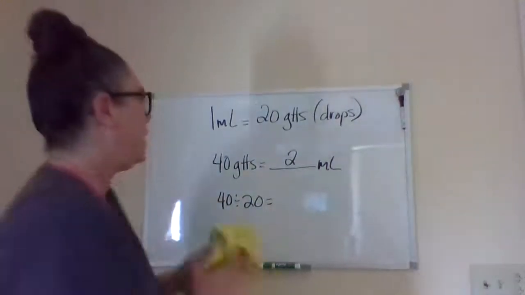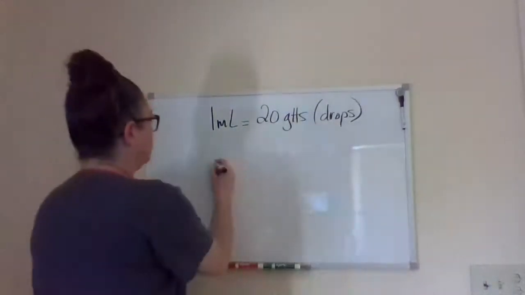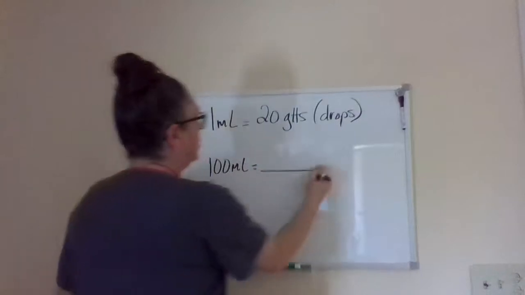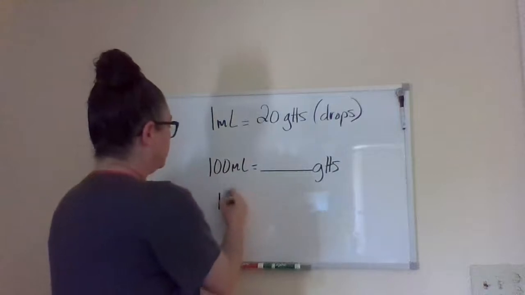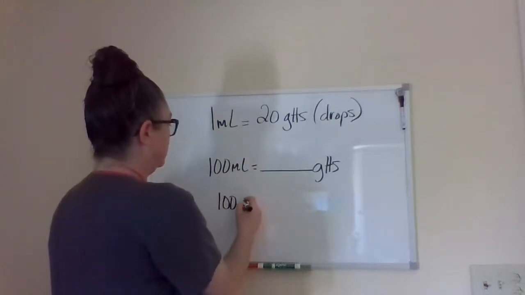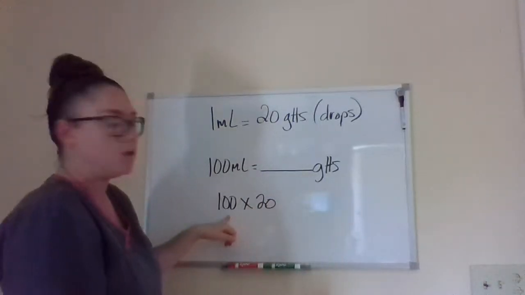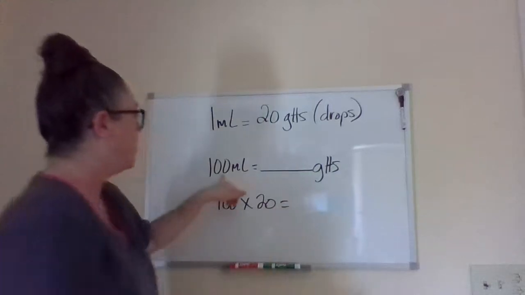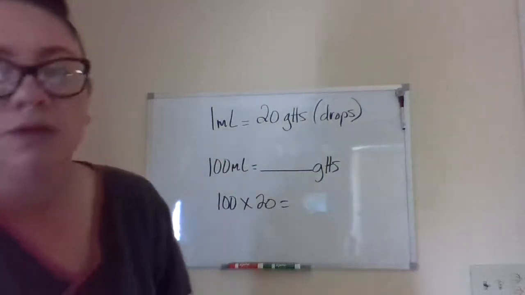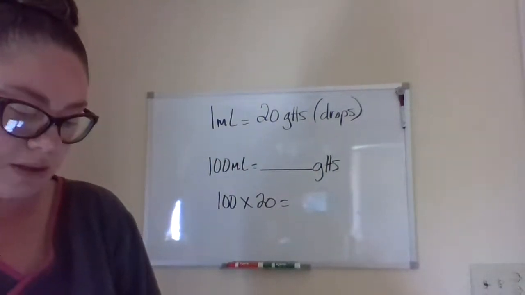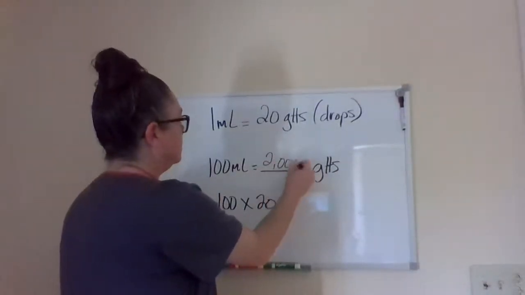If we're going the opposite way, let's say we have 100 milliliters, and we want to know how many drops are contained in 100 milliliters. We're going to multiply. So 100 times 20, because there's 100 milliliters, so there's 100 1 mLs, and each of those contains 20. So you're going to take 100 times 20, and that is a total of 2,000 drops.